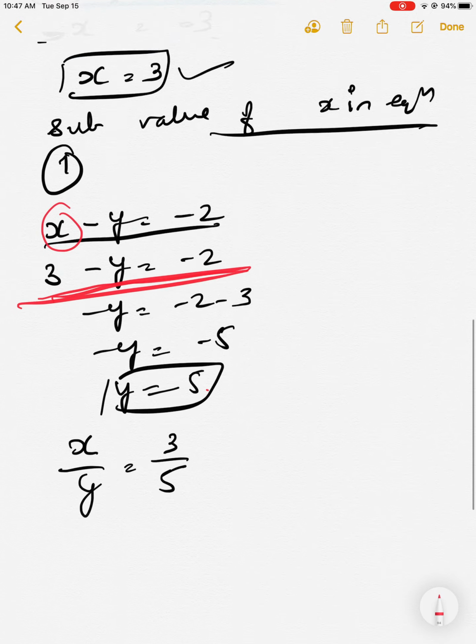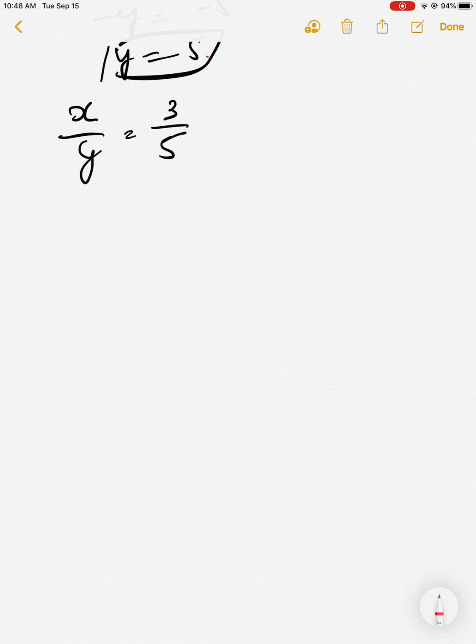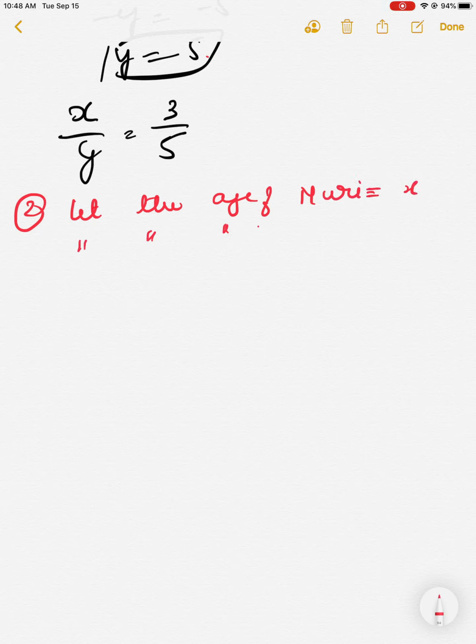Okay, now this is the first problem. The second problem is: 5 years ago Noori was thrice as old as Sonu. Here 2 are there. So we will be taking, let the age of Noori be x years. Now, let the age of Sonu, the second person, be y years. This is the present age, the present age of Noori. In the same way here also, the present age of Sonu.